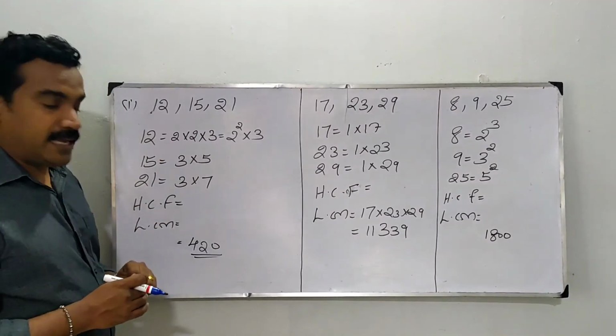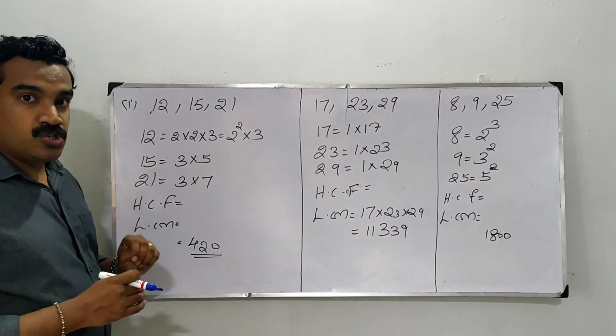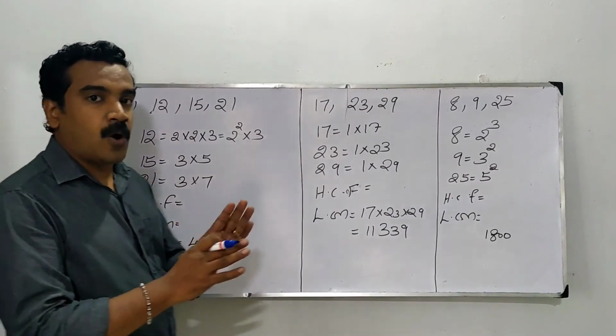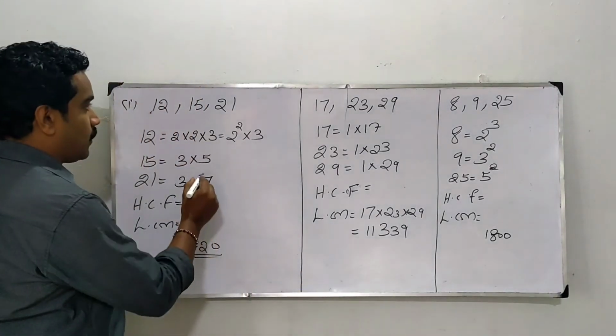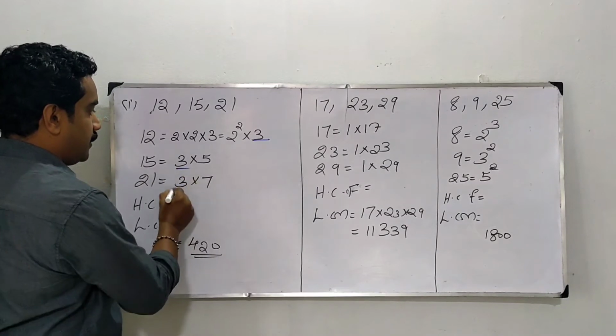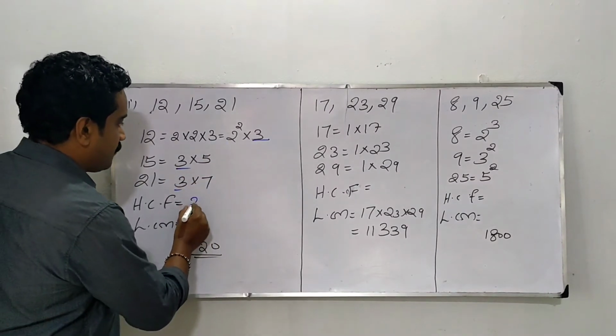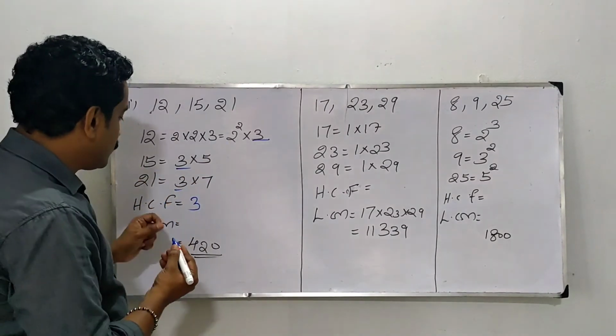Next we want to find the HCF. What is the HCF? Highest common factor. Then we consider what is common in all three cases. What is common? Here 3, here 3, here 3. So what is the HCF? HCF is 3.